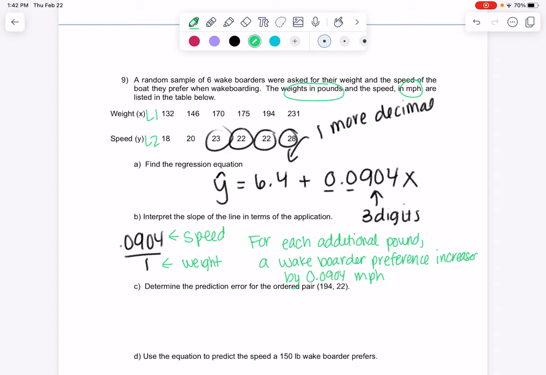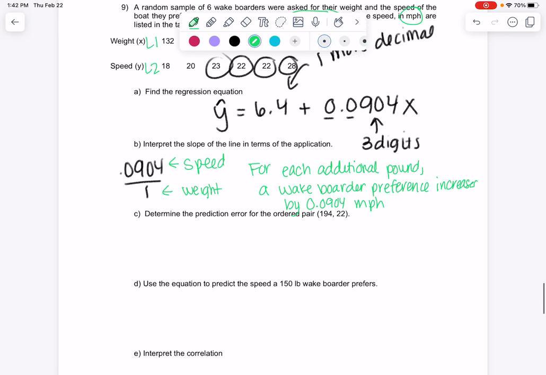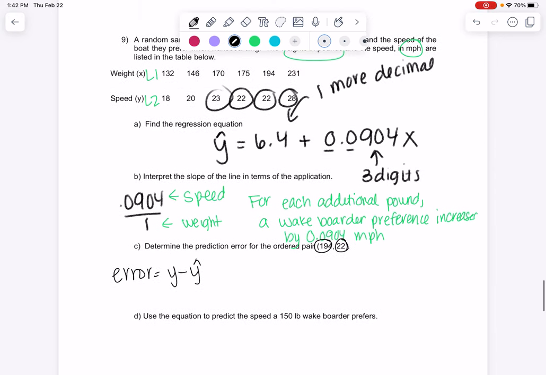All right, let's find a prediction error. So prediction error is y minus y hat. Y is the actual data value. So this is saying someone who's 194 pounds likes 22 miles per hour. That's coming from the table. This is my actual data value. So it's going to be 22 minus something. And then y hat comes from the equation.